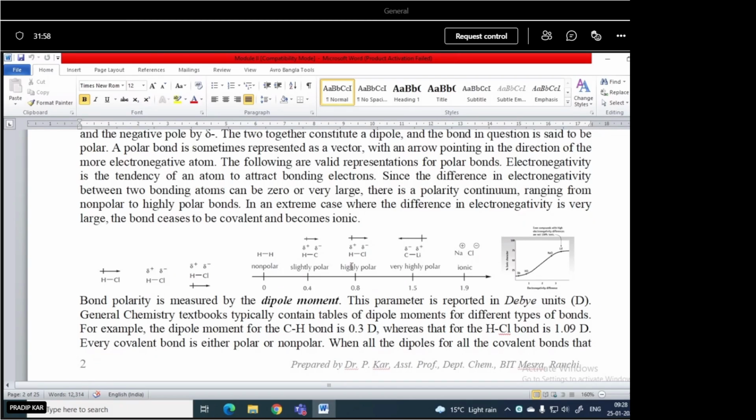So in case of a covalent compound, there is a little ionic character if the two adjacent atoms have an electronegativity difference. Even then, the molecule may have a dipole moment. Is it clear?